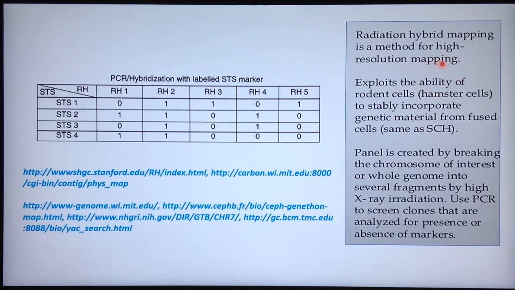So radiation hybrid mapping is a method of high resolution mapping. It exploits the ability of hamster cells to stably incorporate genetic material, and panels are created by breaking the chromosome of interest or the whole genome into several fragments by high X-ray irradiation and using PCR to screen these. We are trying to establish which radiation hybrid contains STS 1, 2, 3, 4 and so on, so we can type these with the help of PCR. A major effort utilizing radiation hybrid mapping has provided a good framework for integrating the positions of the genes with respect to the genetic linkage map.